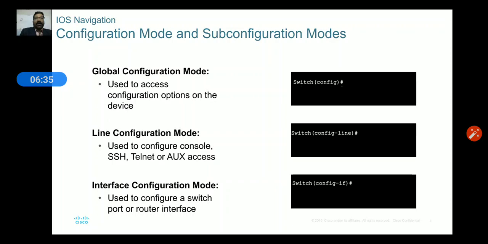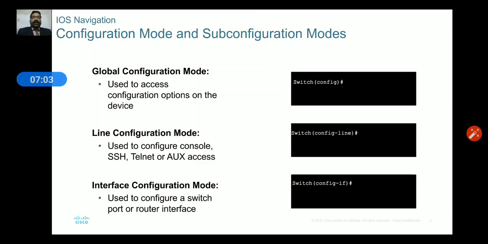Now we are in the third mode, global configuration mode. In this mode, we have to do all the configuration. If you want to make any changes in the IOS, the changes will be done through the global configuration mode. The global configuration mode is represented by the CLI prompt, the device name followed by config hash.